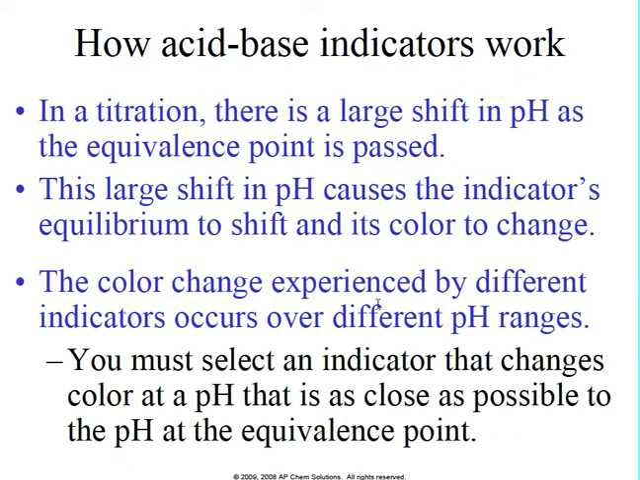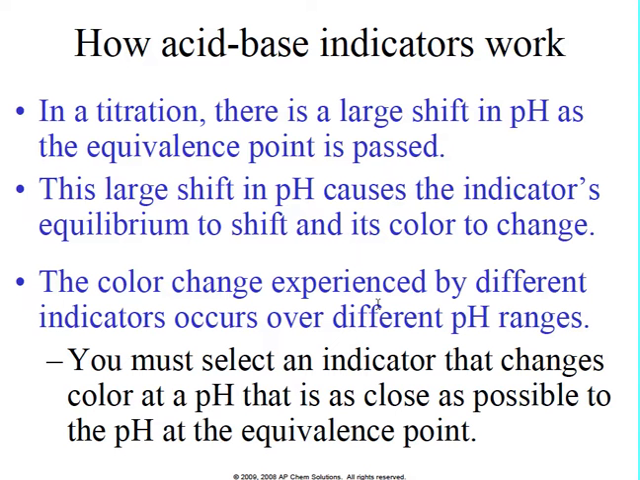So how an indicator works in a titration: there's a large shift in pH. Now notice, remember the graph? There's a big shift in pH, basically close to the equivalence point. So you got this big shift, and it's going to cause a drastic color change, and that's why we use indicators.